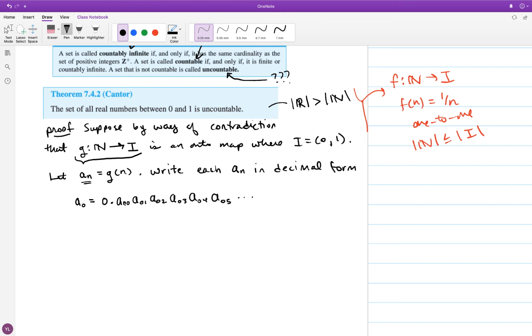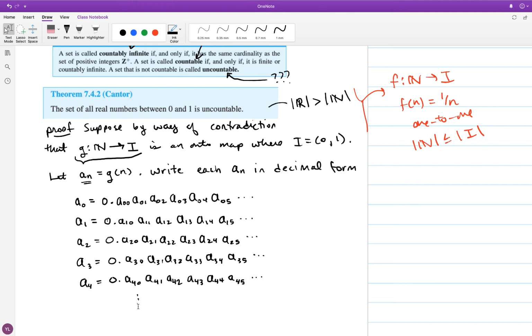Okay, so A00 is the first decimal of A0 when it's written out. And A01 is the second decimal place, A02 is the third decimal place, and so on. Okay, I'm just going to then write out all the decimal expansions for all the ANs. Okay, again, what have I done here?